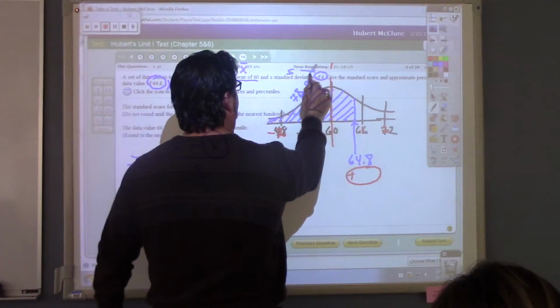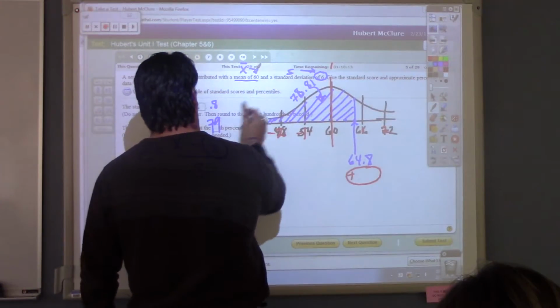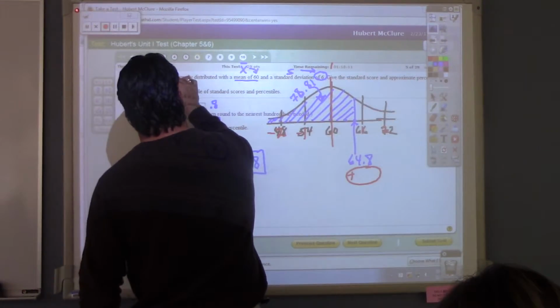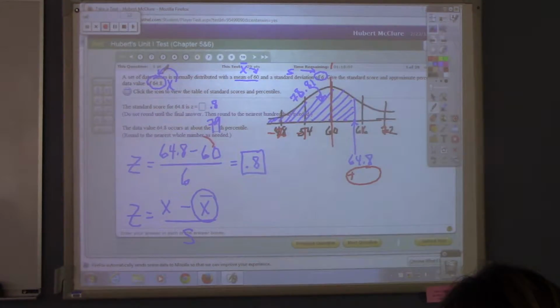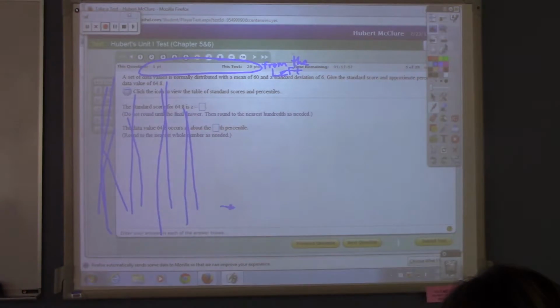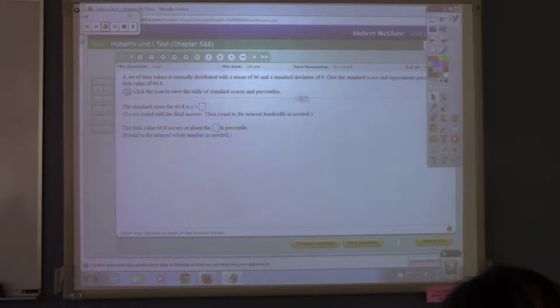There's S. There's X bar. And there's X. So we type in those two numbers. This is a good question. So the first one was 0.8. And the second one is, what I say, 79.